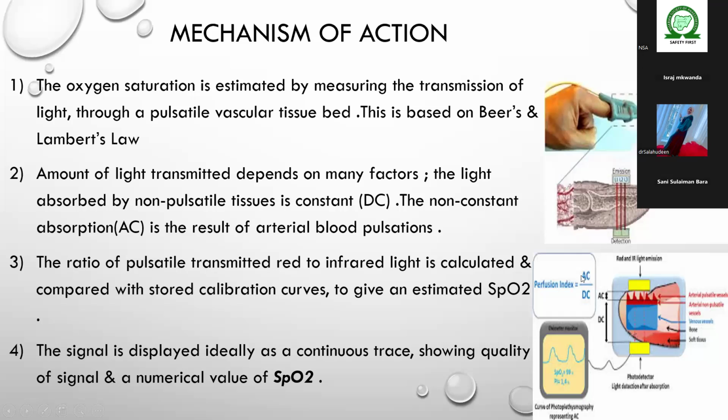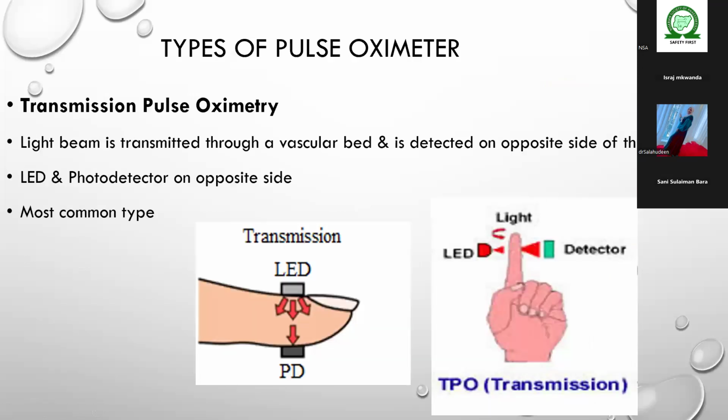So before I go into the application, I just want to talk about types of pulse oximeter. We have two types: transmission pulse oximetry and reflectance pulse oximetry. The transmission pulse oximetry uses a light beam transmitted through a vascular bed and detected on the opposite side of the bed. The light emitting diode and the photodiode are on opposite sides. This is the commonly used one that we have.